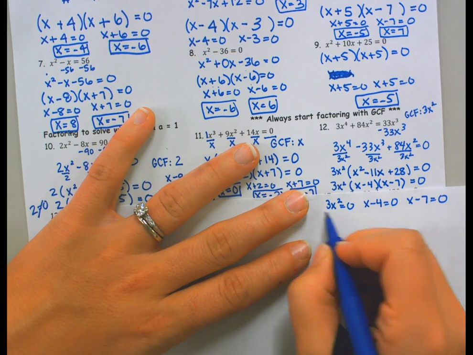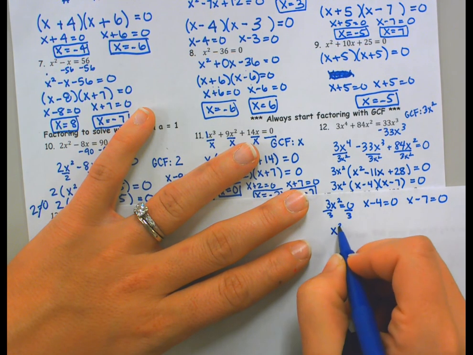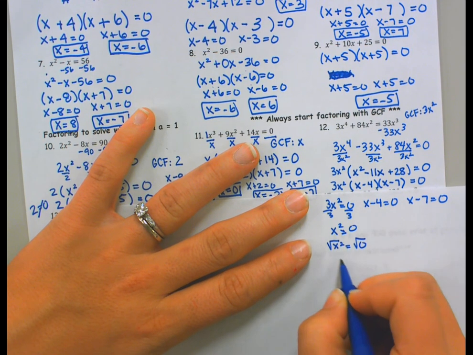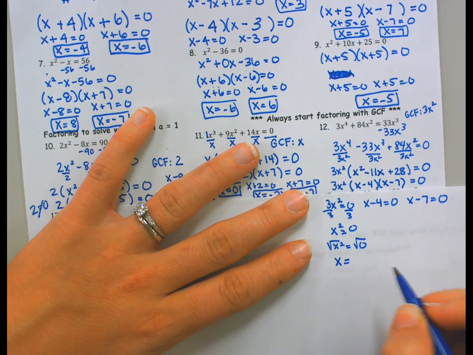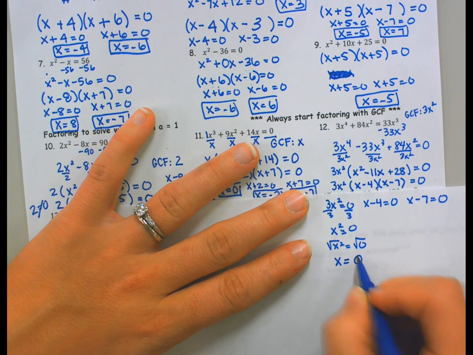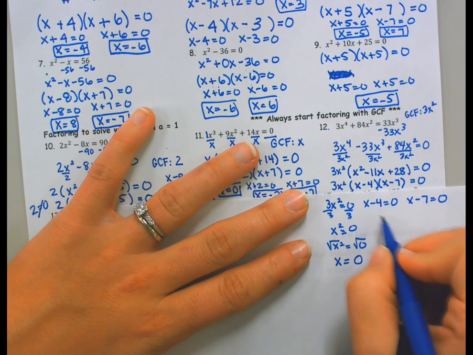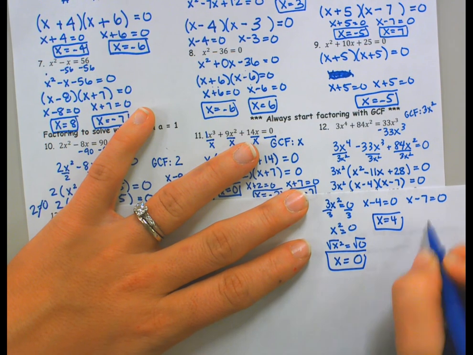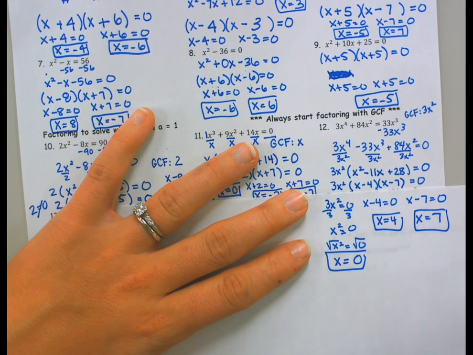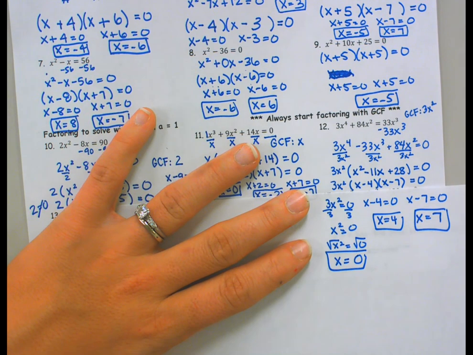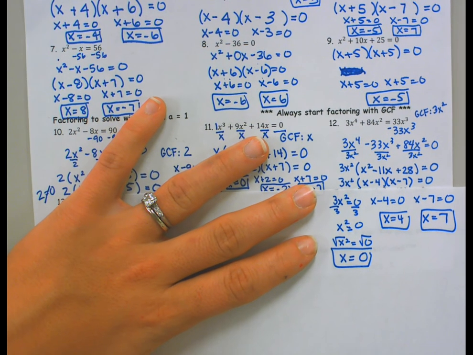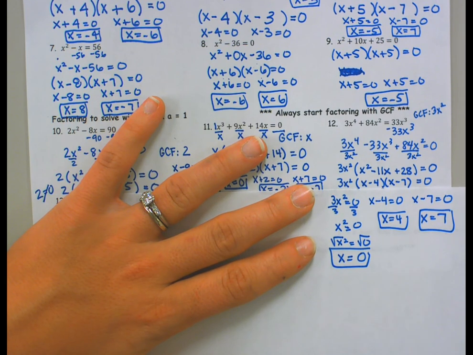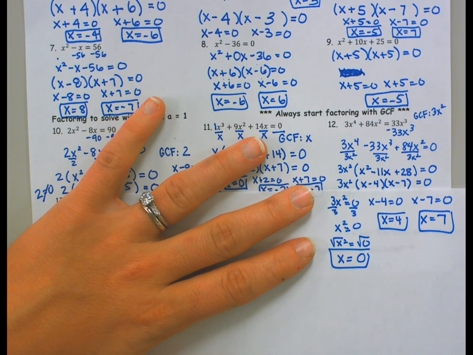So if I solved this, divide by 3, I get x squared equals 0. When I take the square root of both sides, the square root of 0, there's no such thing as plus or minus 0. It's just 0. And then here I'd add 4, so I get x equals 4. And here I'd add 7, so x equals 7. So go ahead and pause the video and try those last 3. Remember, move everything to one side first, then see if there is a GCF that you can factor out to simplify the problem.